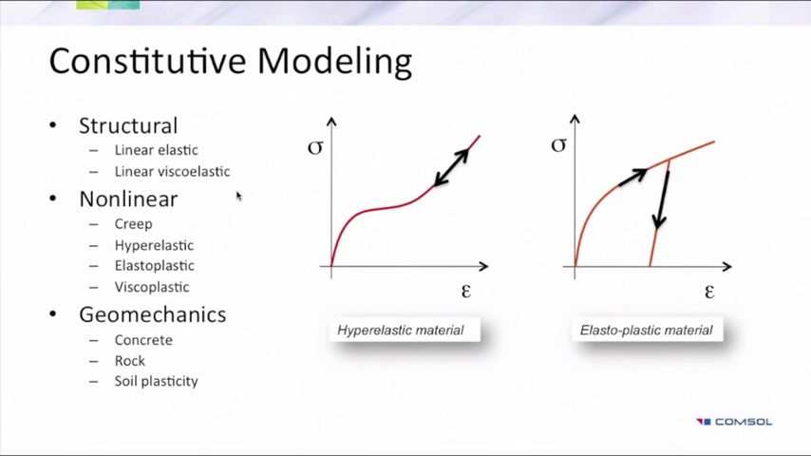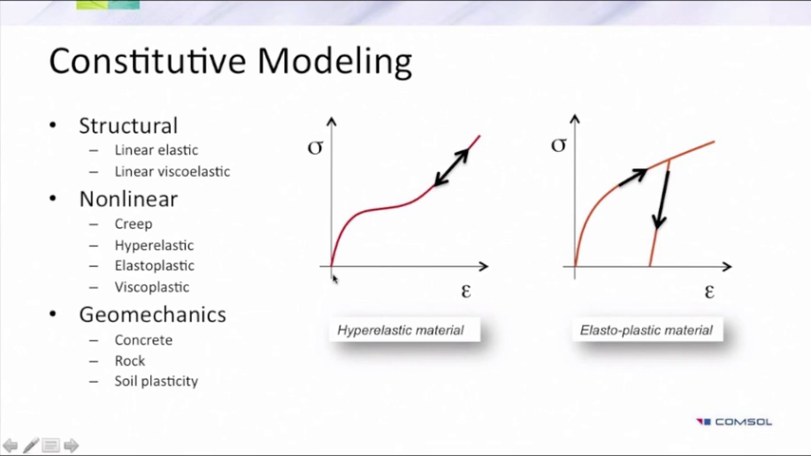So why do we use the Nonlinear Structural Materials module? Well, it's very simple. We want to capture material behavior of real materials. And many times, the linear behavior is not sufficient, and we need to move into the world of nonlinearity. The Nonlinear Structural Materials module provides COMSOL users with some predefined materials. They are found in the families of creep models, hyperelastic, elastoplastic, and viscoplastic.